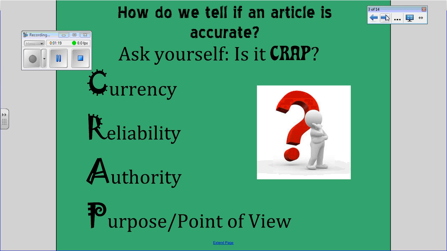So how do we decide if a source is accurate? Well, we ask ourselves, is it CRAP? CRAP stands for currency, reliability, authority, and purpose or point of view.